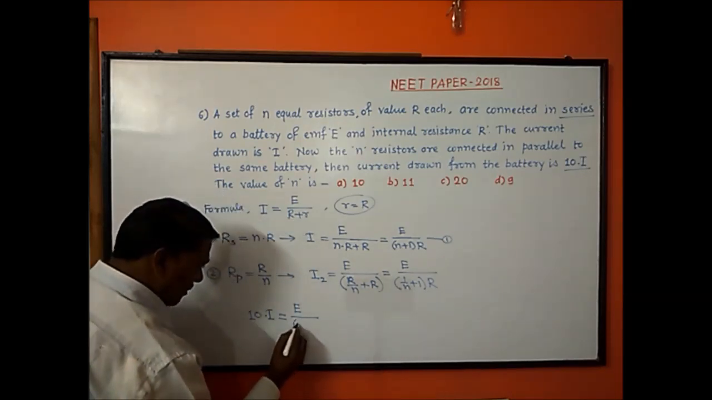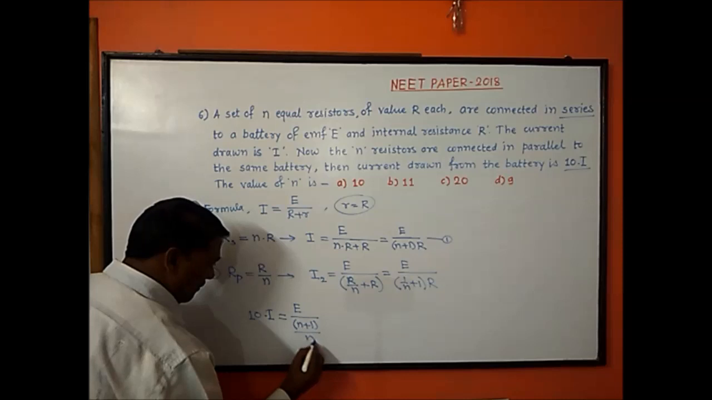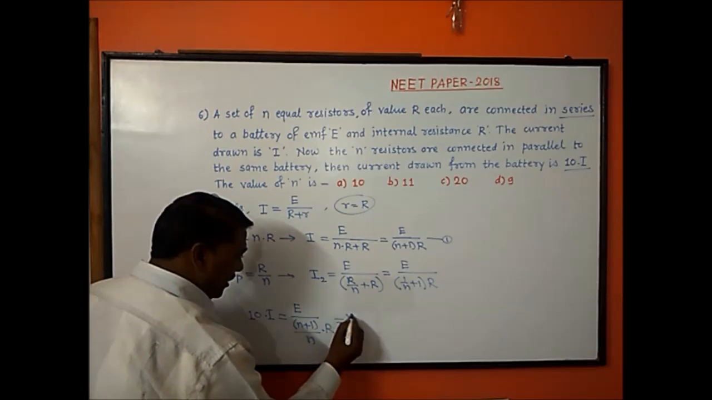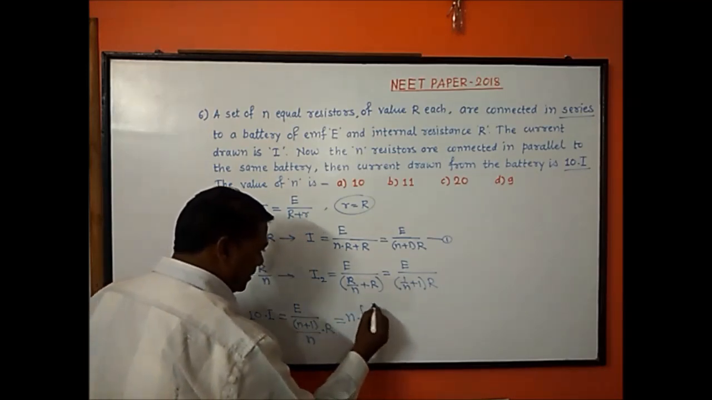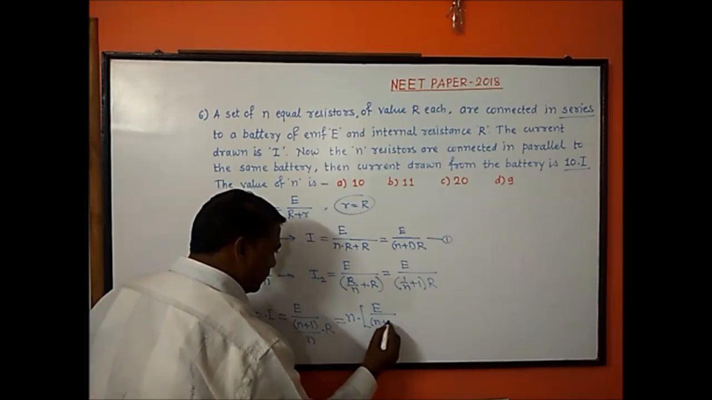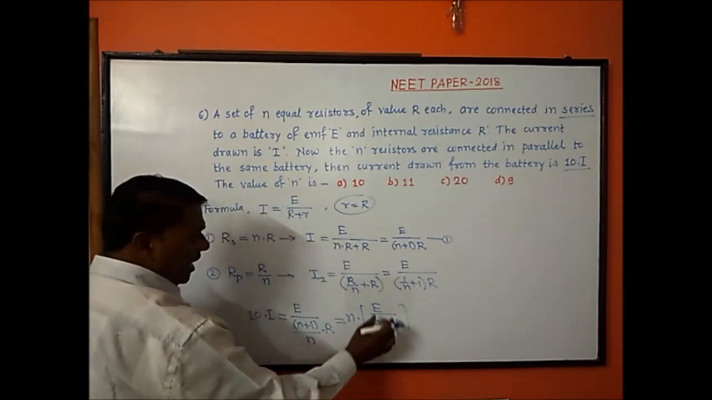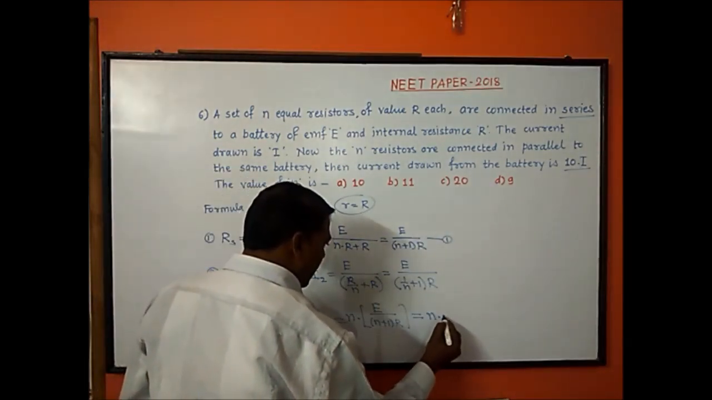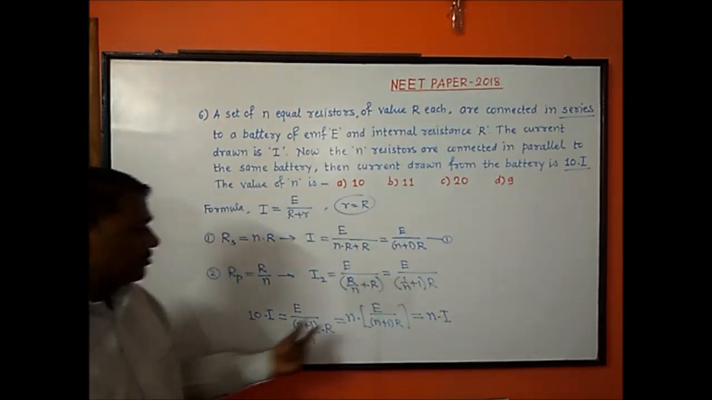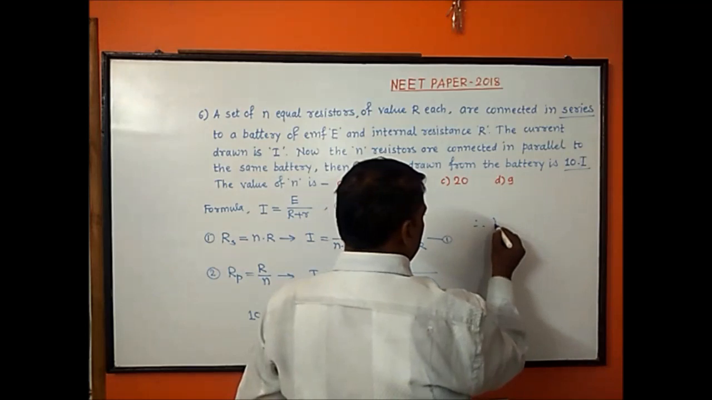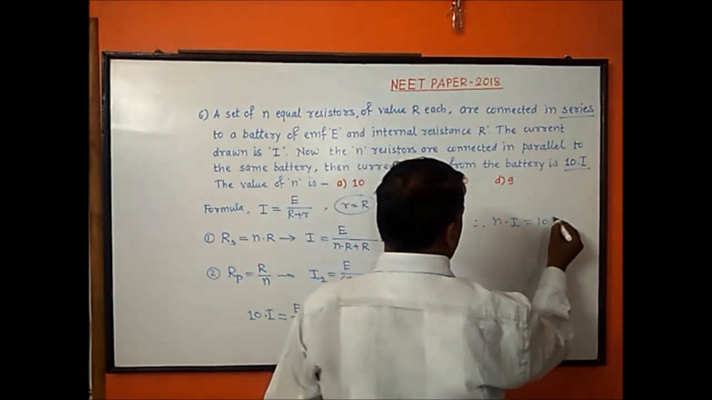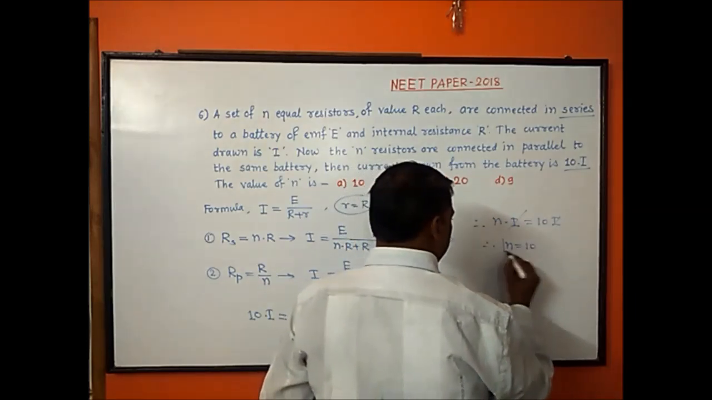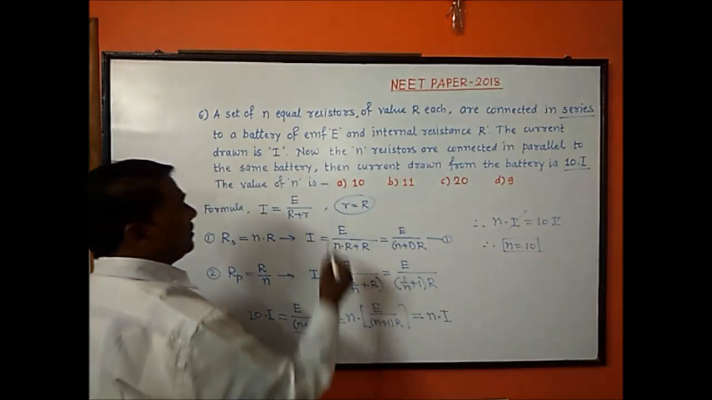Solving this we get (n plus 1) upon n into R, which is nothing but n multiplied in bracket with E upon (n plus 1) into R. This E upon (n plus 1) into R is nothing but I from the first case. So the result is n into I. So 10I is equal to n into I. Therefore n into I is equal to 10I. So I gets cancelled from both sides, and you get n equal to 10. Hence the option is A.